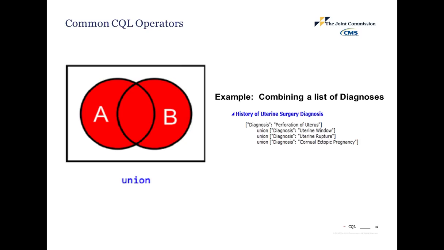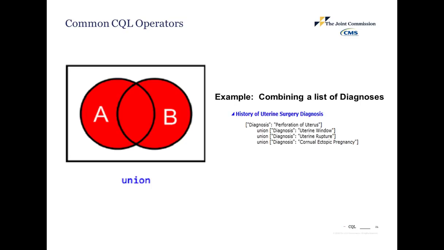One of the most common questions we get is, what does union mean? Union is a CQL operator, and it's used to combine two or more lists together. So looking at the diagram on the left, any element in list A or list B will satisfy the condition, so anything in red. And just to clarify, lists are the results of what the logic is looking for in the EHR.